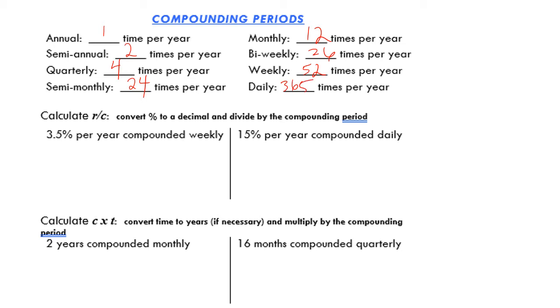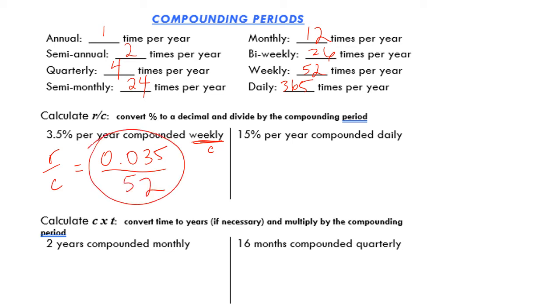So we're going to do the R over C, R divided by C, 3.5% compounded weekly. So that's your C value. So R over C equals 0.035. Don't forget, divide by 100. Weekly is 52. So this would be the R over C value. The next one, 15% per year, compounded daily. 0.15, and daily, that's our C value. Daily is 365.